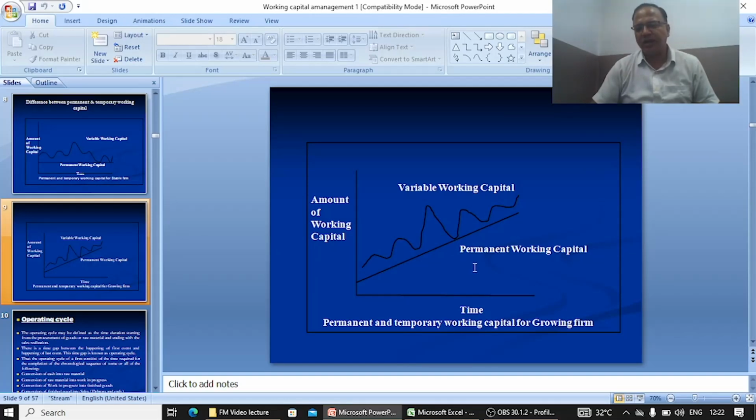So you have to maintain a provision for permanent working capital, and keep in mind that because this is a growing firm, the need for permanent working capital will increase day by day. If we talk about this working capital, this is variable working capital. As business increases, variable working capital will increase. But variable working capital always has some fluctuation if we compare it with the permanent working capital.